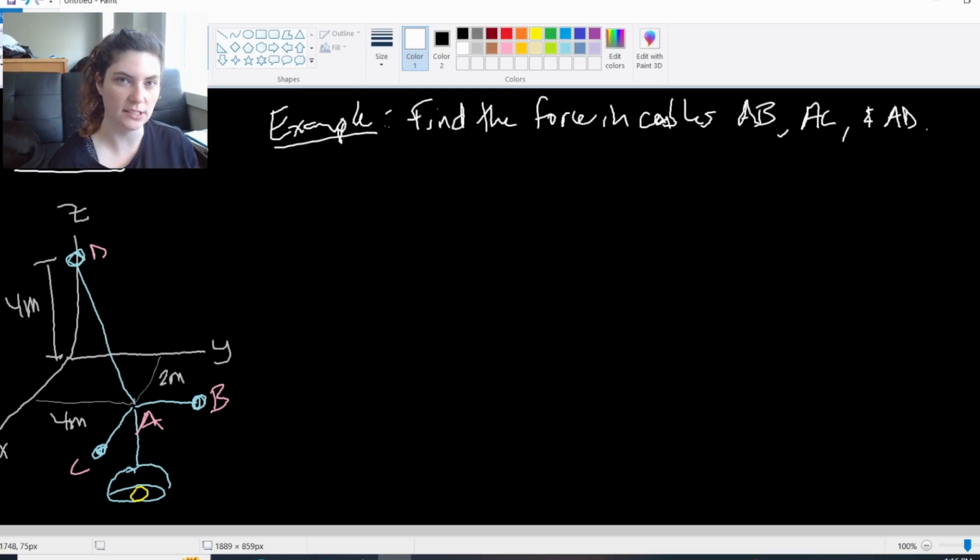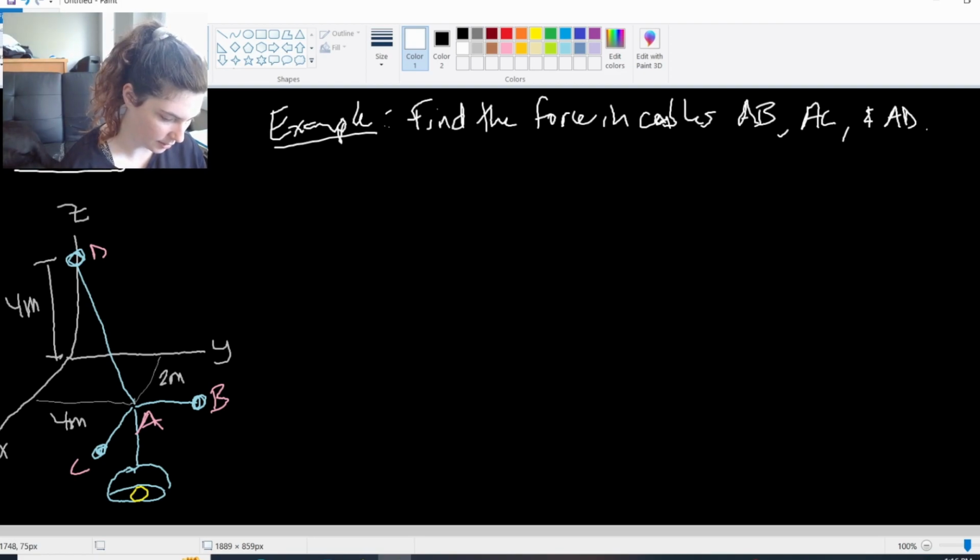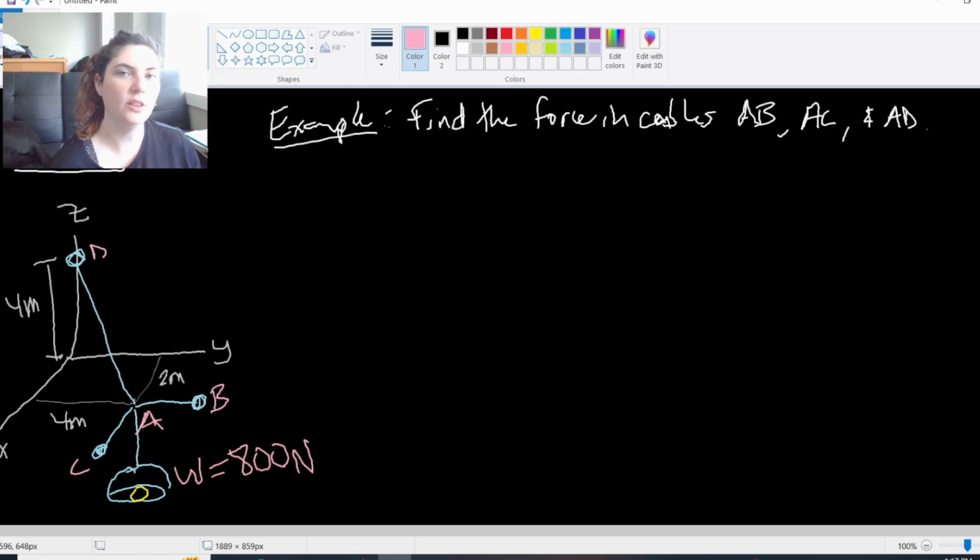And we're going to look at this example problem where we have a lamp hanging up and we want to find out, given the weight of the lamp, which I didn't write in here, but the weight of this lamp is 800 newtons. So given the weight of this lamp here, how much force is each cable carrying? How much force is going through each cable as it's attached to the walls at points D, B, and C?